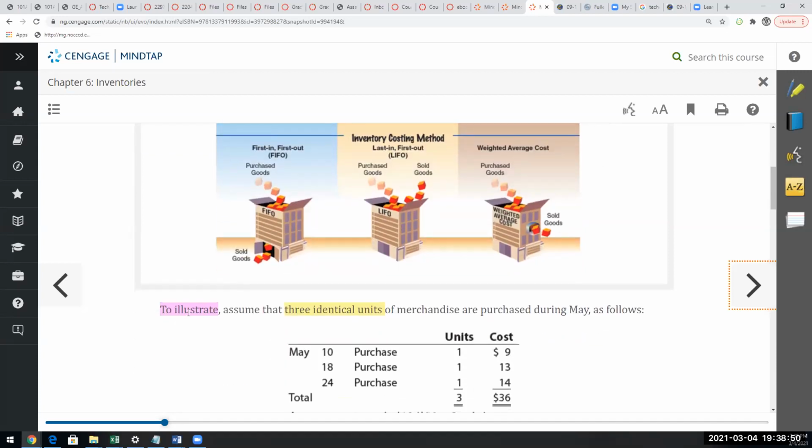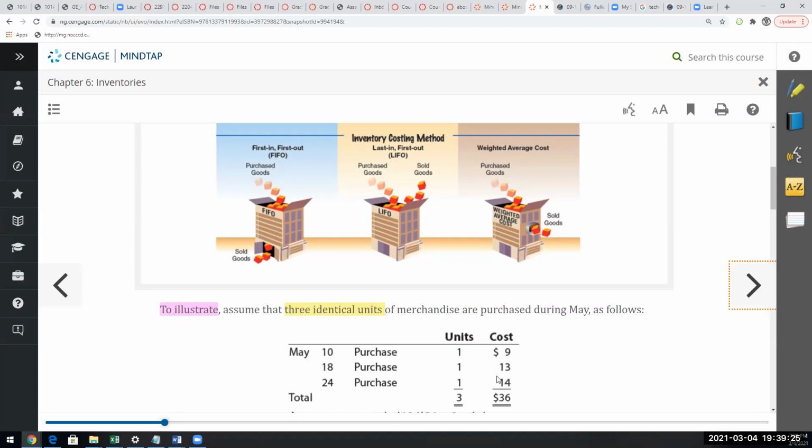So here's an illustration. Now, this is, again, I'm going to encourage you, pay close attention because this assumption down here is true for FIFO, LIFO, and weighted average cost. The assumption is you made 3 purchases. You have 1 unit, 1 unit, 1 unit. And the cost was $9 for that first unit, $13, and then $14. So we have rising costs here. And if you look carefully, we know that we bought 3 total units for a total of $36. You just add these 3 numbers up, it's $36.